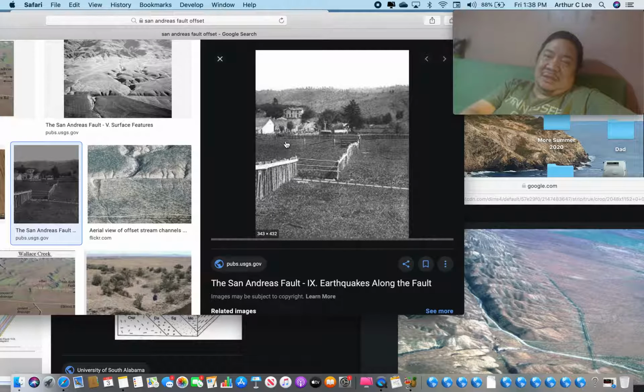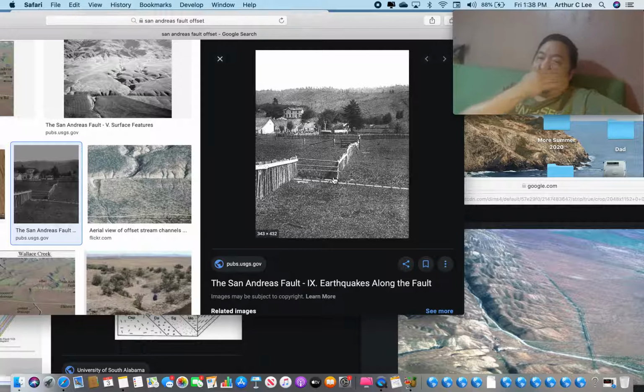Take a look at this. Was this formed by a reverse, normal, or strike slip fault? Well, there's no movement upwards of the land, so this must be a strike slip fault. This fence used to be the same fence, and it moved due to the earthquake.